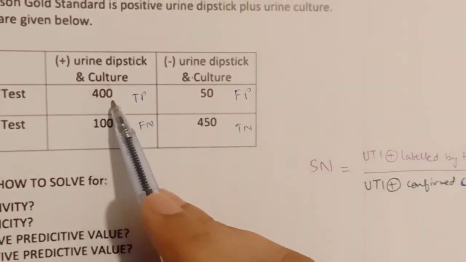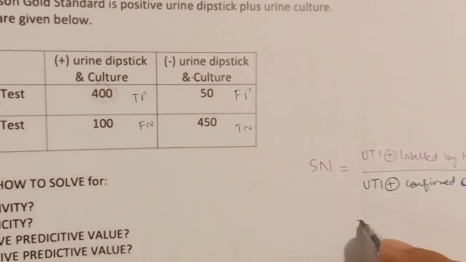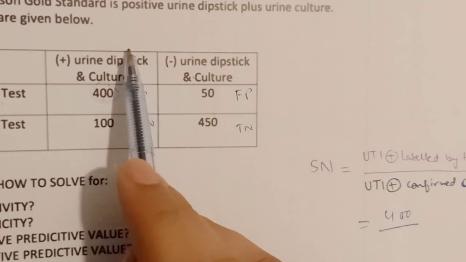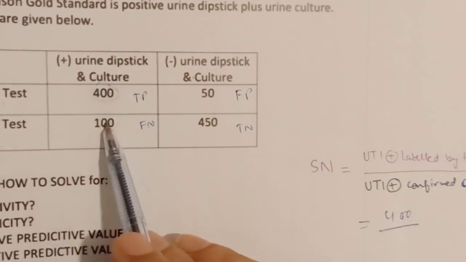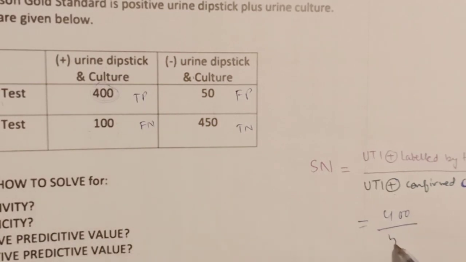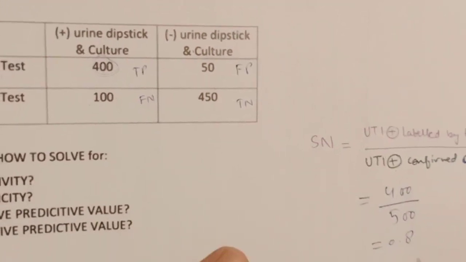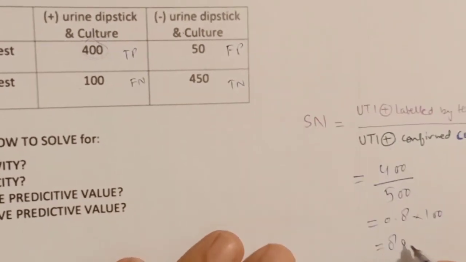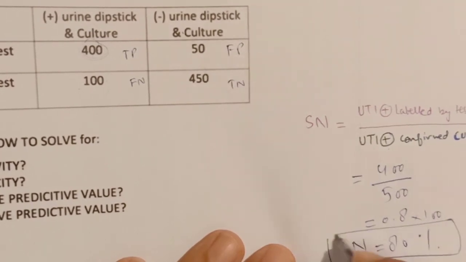Our test says UTI positive are 400. But the gold standard says these all are positive for UTI. So the answer will be 0.8 into 100. It will be 80%. So sensitivity is 80%.